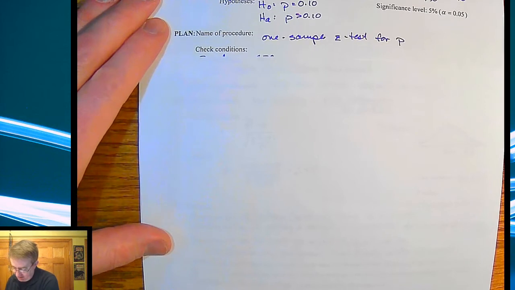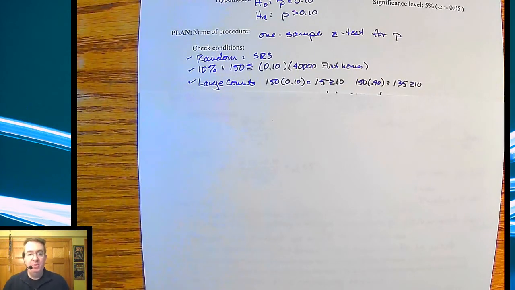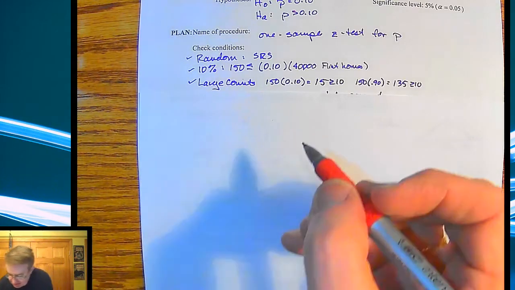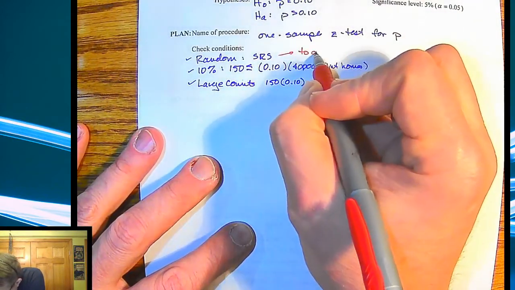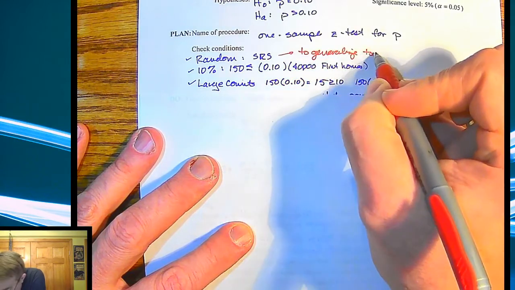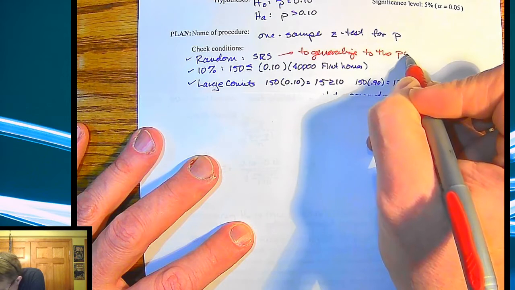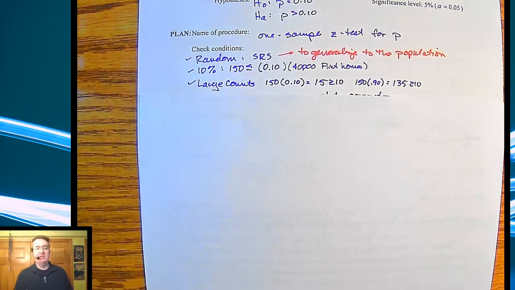Check the conditions. So again, like we talked about yesterday, we need it to be random, we need the 10% rule to be met, and we need large counts. Randomness, we did a simple random sample. Remember what this does, this allows us to generalize it to the population. If it wasn't random, we could only talk about the sample itself.